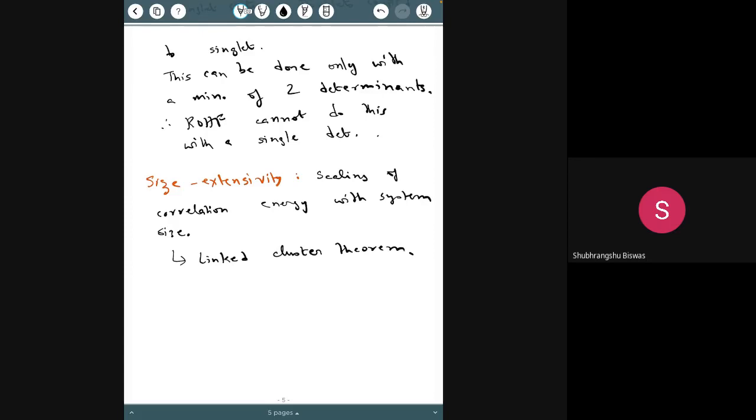So if you can show that all the terms in the equations are connected, then the theory is size extensive. There is a theorem like this, and since this is unrelated to the underlying reference function or anything else, it only depends on the terms in your working equation for the theory. Size extensivity is a relatively more independent quantity. This is just to give you a perspective.